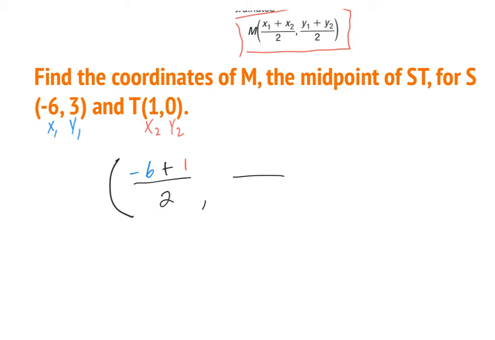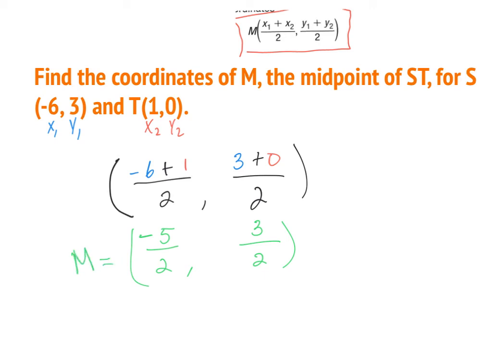Then I'm going to have my y's. So 3 plus 0 over 2. And now I'm going to simplify. So -6 plus 1 is going to give me -5 over 2. And then 3 plus 0 is just 3 over 2. So this would be the coordinates of my midpoint for a line that's going through these 2 points. This point M will literally be the exact middle, the midpoint, the middle of the line.